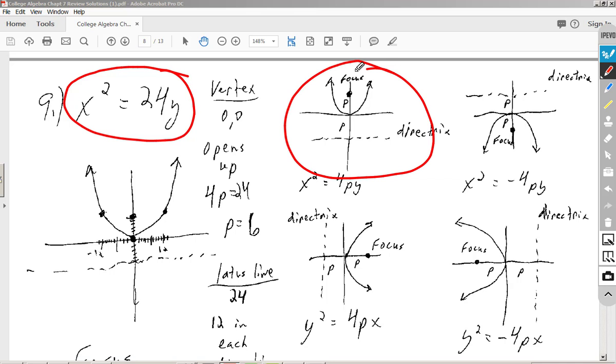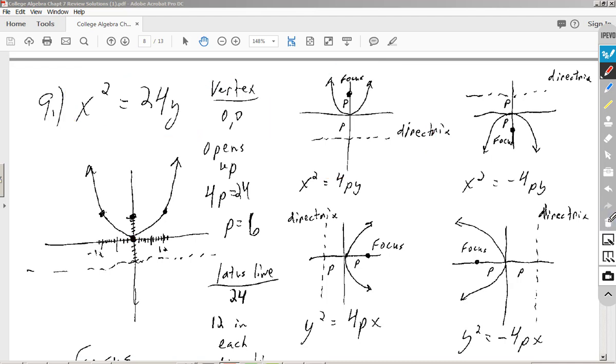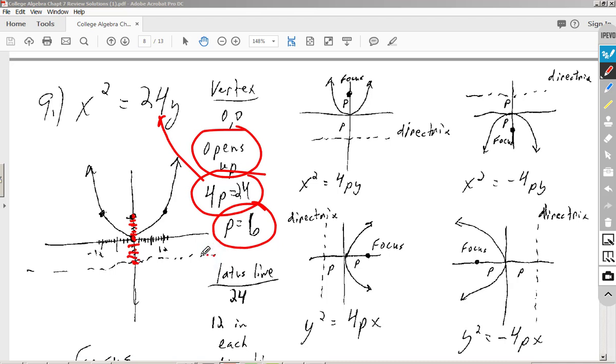So my vertex is going to be at 0, 0. So I go to my vertex, put my dot there. And now I'm going to go ahead and find my value for p. So here, it's opening up, and 4p is going to equal this number right here, which is 24. So that means the distance of p is going to be 6. So from my vertex, I'm going to move up 6, and that is the location of my focus. And then down 6 is going to be the location of my directrix.